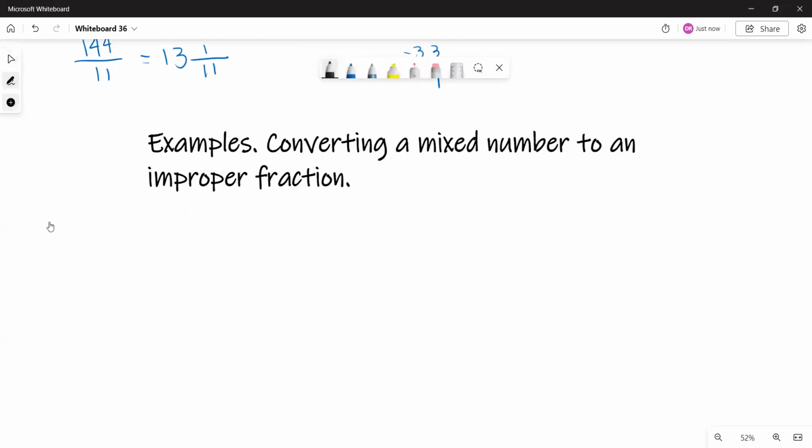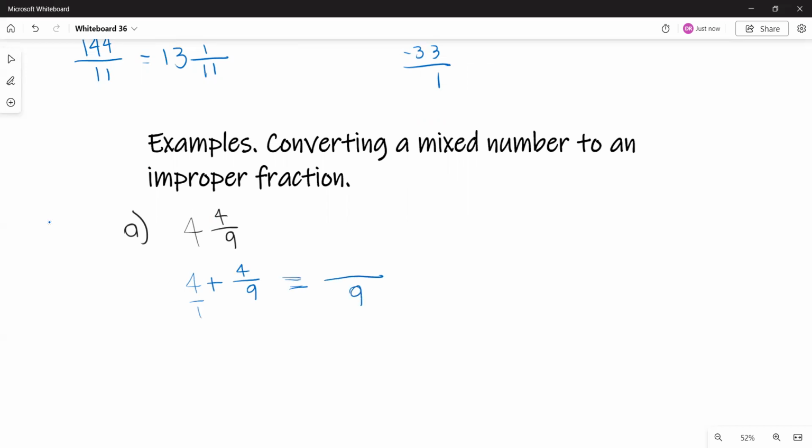So we are going to start with 4 and 4/9. So if we want to convert this to an improper fraction, all we do is add the fractions. 4 plus 4/9. 4 is the same as 4/1. The least common denominator is going to be 9. So we need to multiply 4 by 9 plus 4. 4 times 9 is 36. And 36 plus 4 is 40.